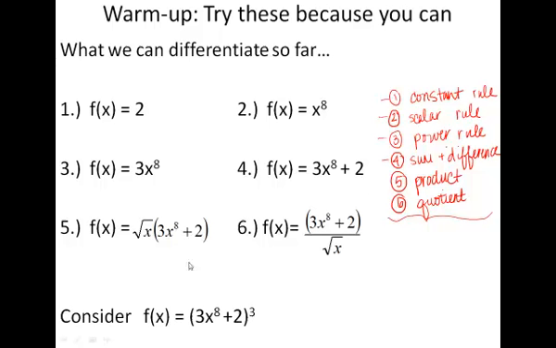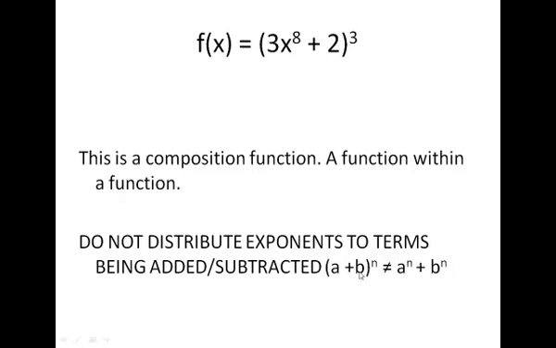So what I want you to do is look at this one and how it differs from the ones we have done in the past. What you could try to do is address what's inside these parentheses first. I can use the sum and difference rule, the scalar and the power rule, the constant rule here. But how do you address that exponent of 3? What I don't want you to do is distribute that exponent to each one of those terms being added in that grouping. Please, please do not do that.